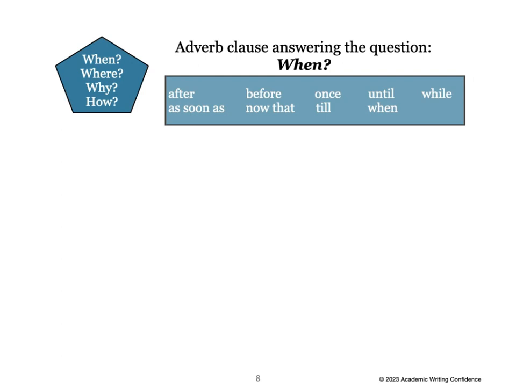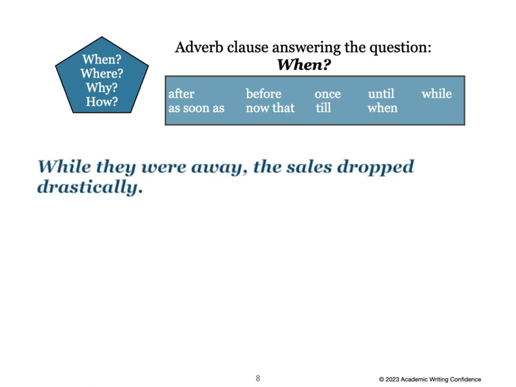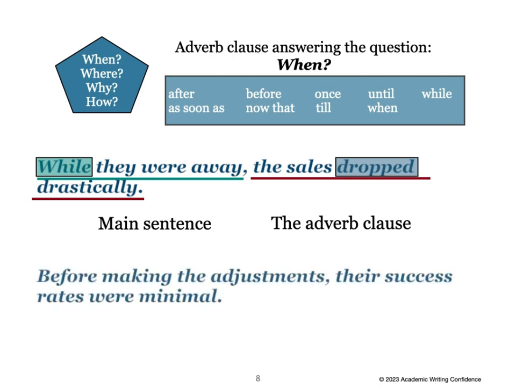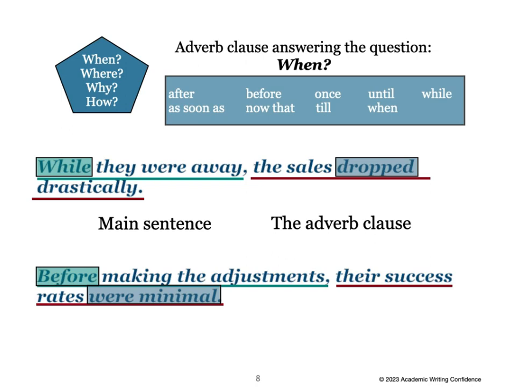Here are a few more examples using adverb clauses that answer the question when. While they were away, the sales dropped drastically. The main sentence is, the sales dropped drastically. When did they drop? While they were away. The conjunction here is the word while. Before making the adjustments, their success rates were minimal. Their success rates were minimal is the main sentence here. And when was their success minimal? Before making the adjustments. The conjunction used here is the word before.